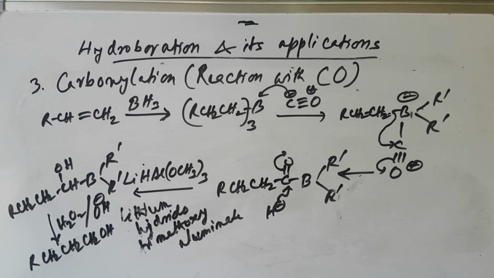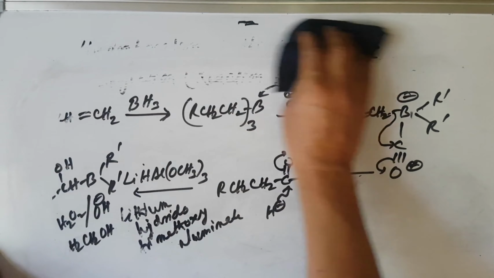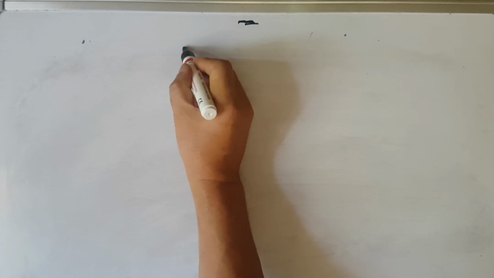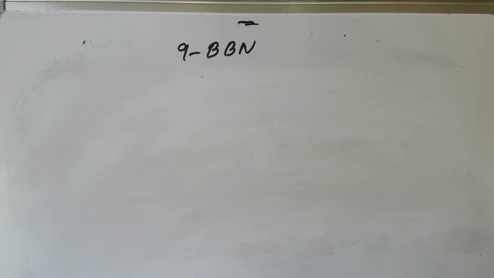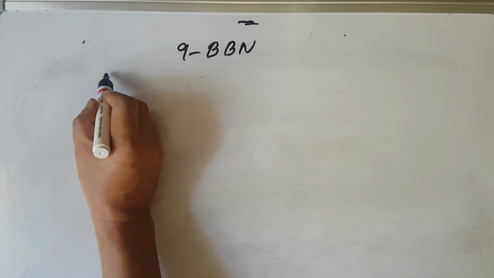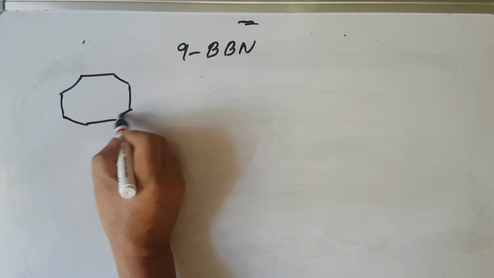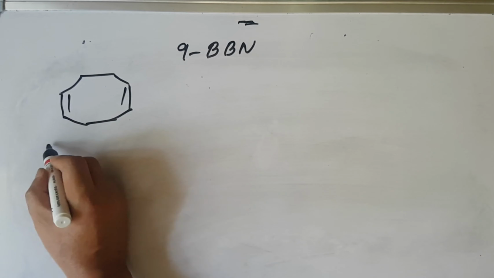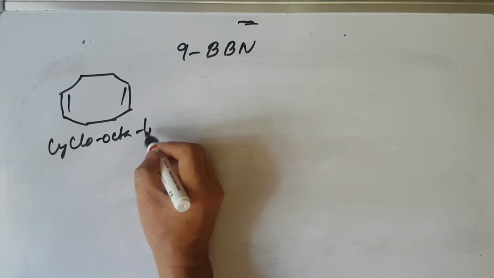Okay. Now similarly we have another alkyl borane. We can discuss this one in relation to this one. So we have 9-BBN, another hydroboration product. Here 9-BBN can be obtained by reacting borane with 1,5-cyclooctadiene, that is, cycloocta-1,5-diene.